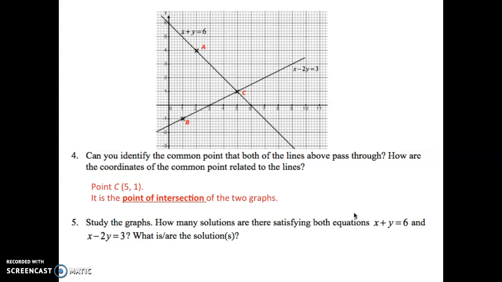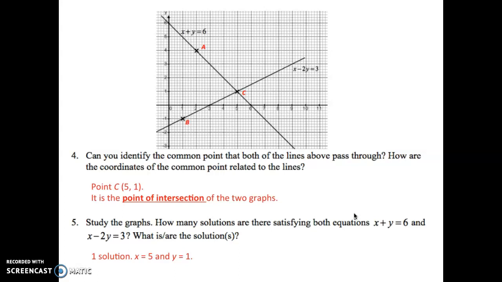Okay, now study the graphs. How many solutions are there satisfying both equations x plus y equals 6 and x minus 2y equals 3? What is or are the solutions? So, we know that only point C out of points A, B, and C is a point that lies on both the graphs. Hence, we say that there is one solution, which is our point C.